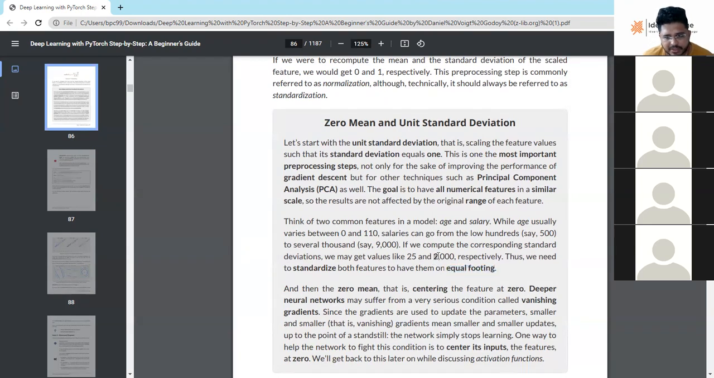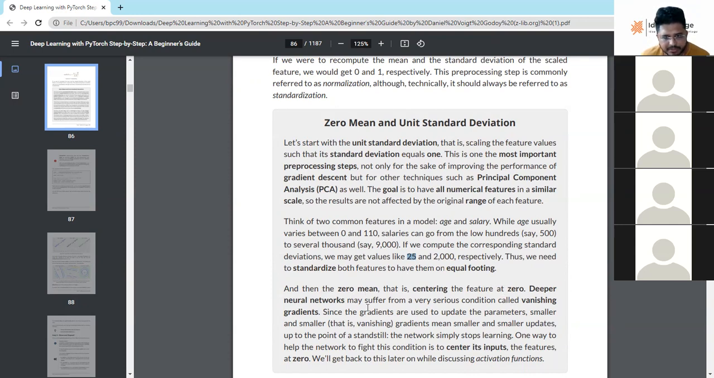Okay, so you see here, this one is a much steeper standard deviation, and this is a very flat standard deviation. So if I am computing gradient descent and these are my variables, then with a little bit of change in salary, the rate of change of loss is much more than the rate of change of age. So that is a problem, right? So we have to make all of them equally spaced, equal standard deviation from the mean, so that we give them equal opportunity. Okay, zero mean, that is centering the feature at zero.